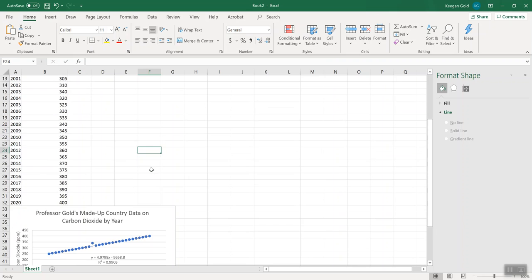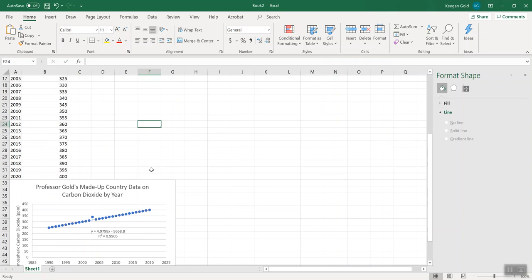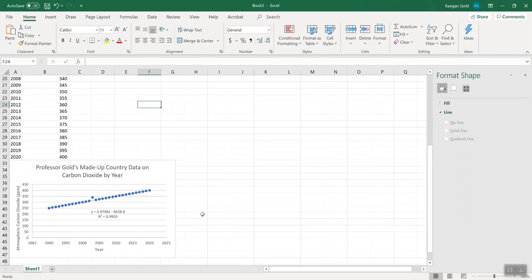All right, cool. So this is all grand, but what does this even mean? What is the point of an equation of the line, etc.? So I'm actually going to pause this video and I'm going to take this to paper. Our equation of the line is y equals 4.9798x minus 9658.8. So again, I'm going to pause this, and I'm going to take it to paper, and I'll see you in a few minutes.